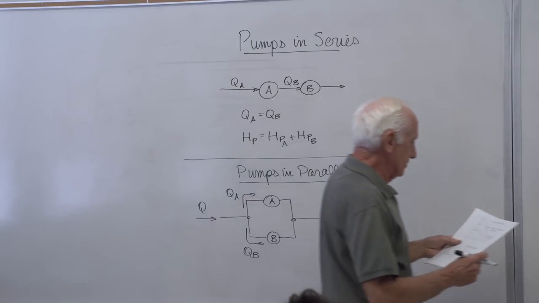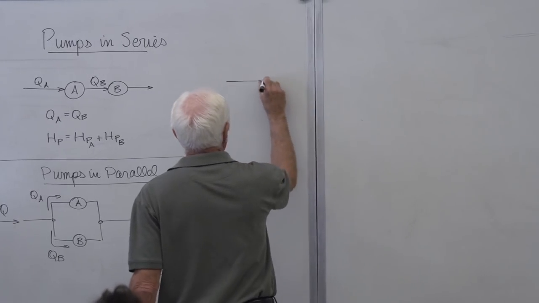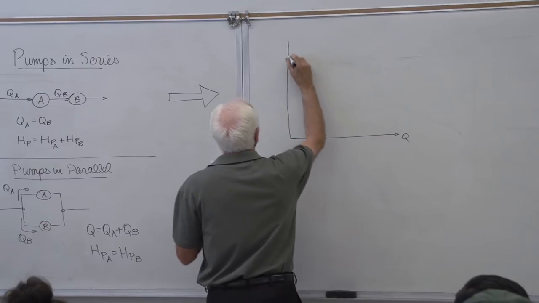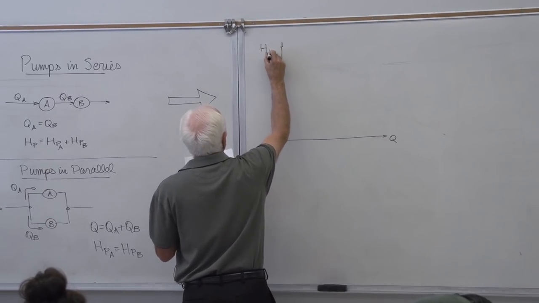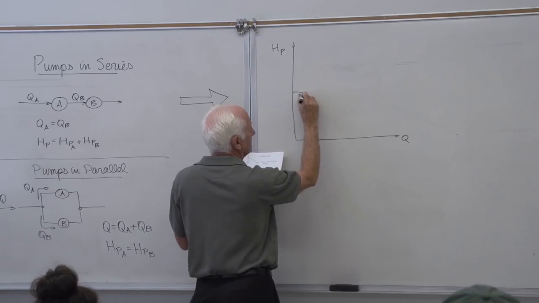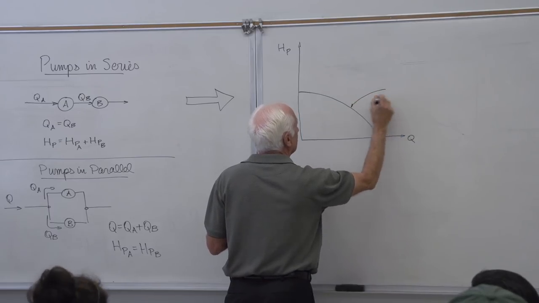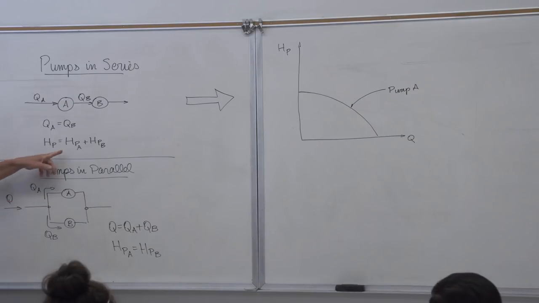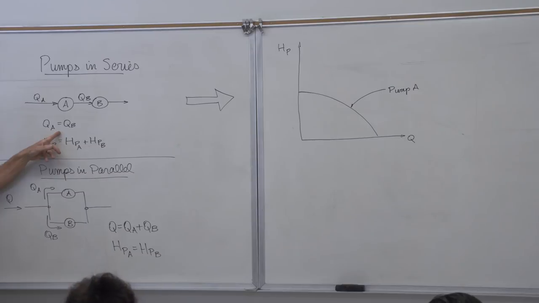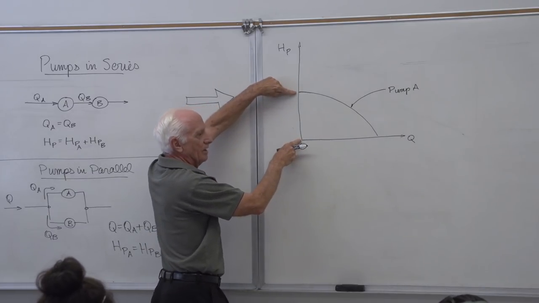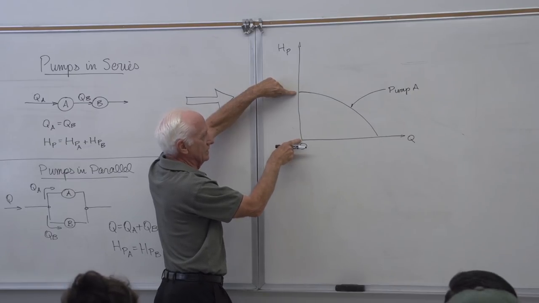So we start off, and let's do series first. All right, here's the curve. This is the flow rate Q, and this is the pump head HP. Let's say that this is pump A. These are in series. At any given flow rate Q, you add the pump heads together. I'm going to take a flow rate of zero. Here's the pump head for one pump. Add it to the pump B head at zero. There.